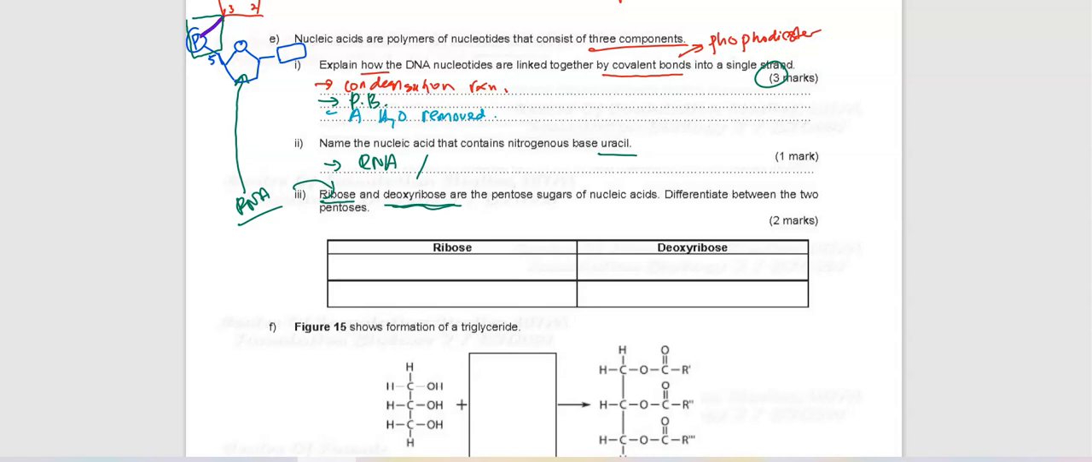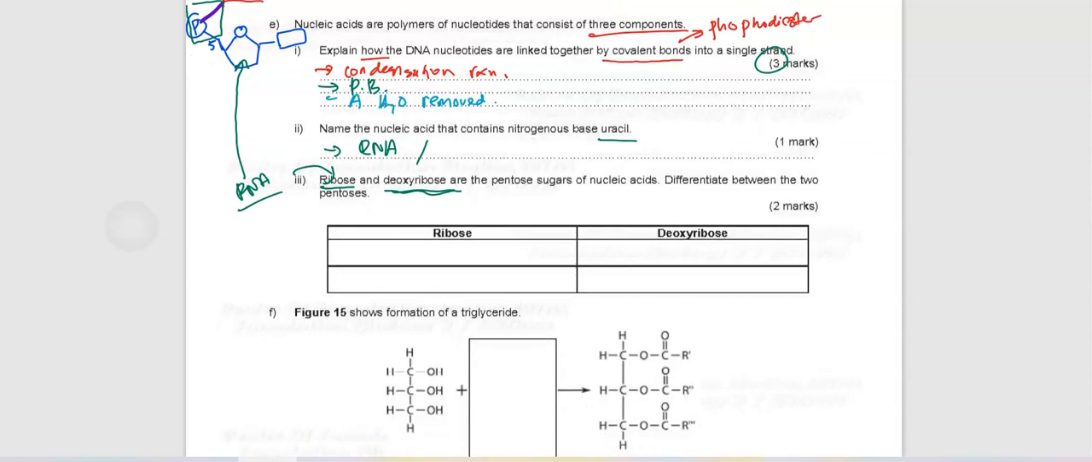The question asks to differentiate between the two pentoses. Basically ribose is found in RNA, and deoxyribose is found or present in DNA. The question is worth 2 marks, so you have to give 2 differences.